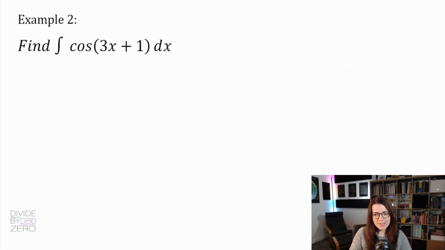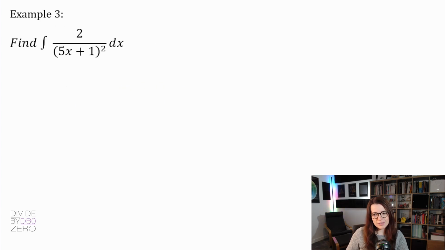Example 2, find the integral of cos(3x + 1). Now, when you integrate cos, you get sine. So we'll write sin(3x + 1). And then the adjustment that we need to make here is that we need to divide by the derivative of what's inside the bracket again. So the derivative of 3x + 1 is just 3. So we need to stick a 1 over 3 on the outside and then plus c. So we're dividing by 3 because the derivative of 3x + 1 is just 3.